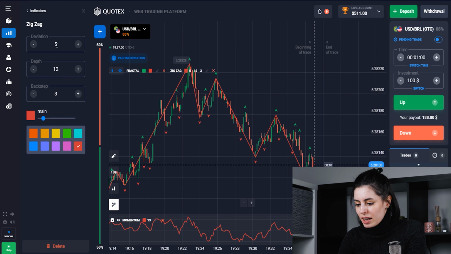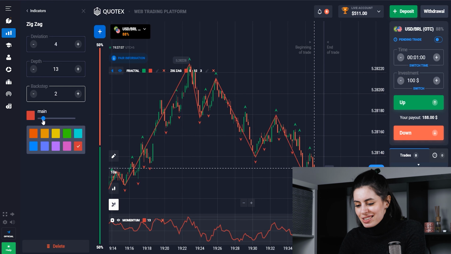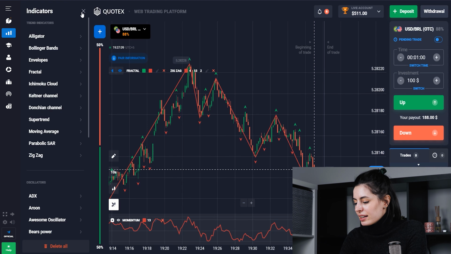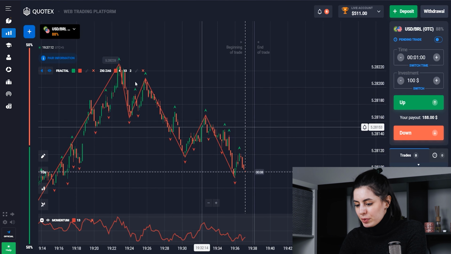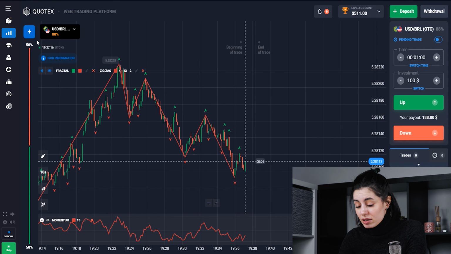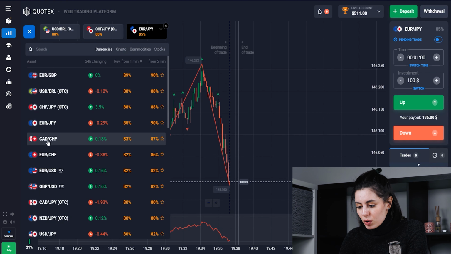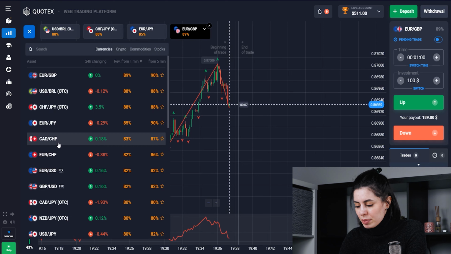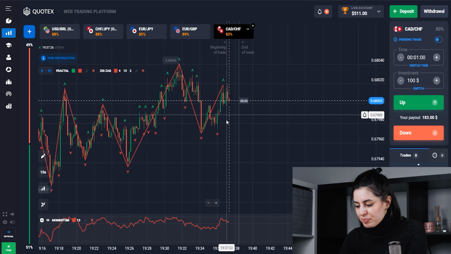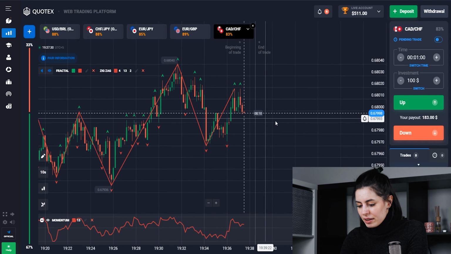So I wouldn't say this is a stable, trustable and perfect strategy, but anyway, we gotta test all strategies that we possibly can. Here we are, currency pairs with the biggest payouts, and even like 90% we are just observing. But we gotta choose 80-something. And this is it, just the chart that we are gonna have. And let's start.